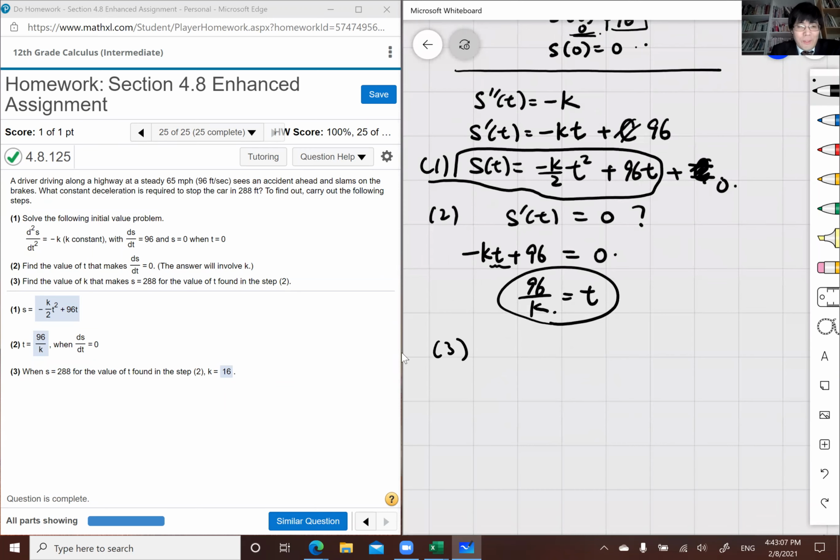Now, number 3, find the value of k that makes s equal to 288. So we want to find the value of k so that at the time the speed becomes 0, the position is 288. So plug 96 over k into the position function. It's going to be negative k over 2 times (96 over k) squared plus 96 times 96 over k, and that is equal to 288.